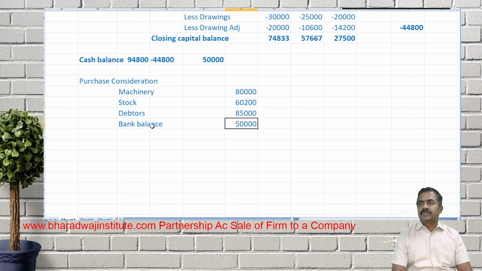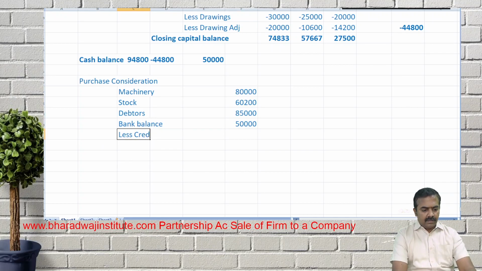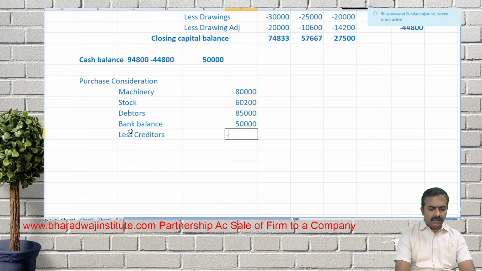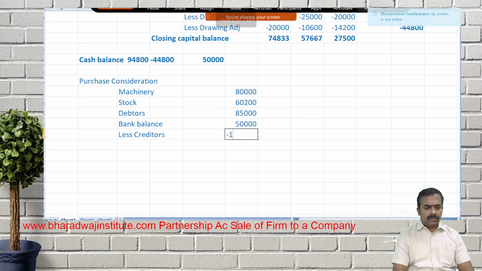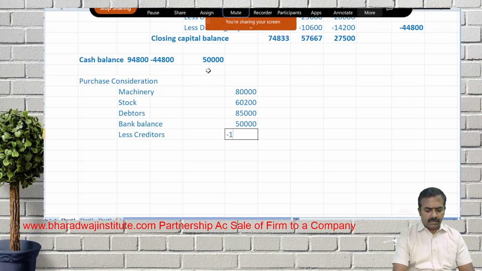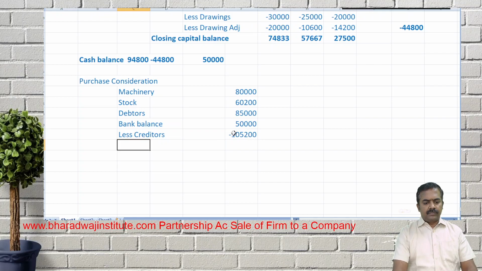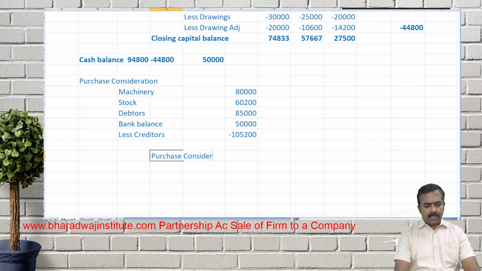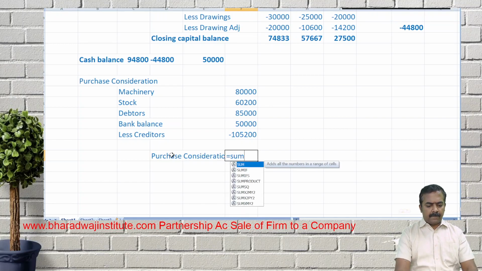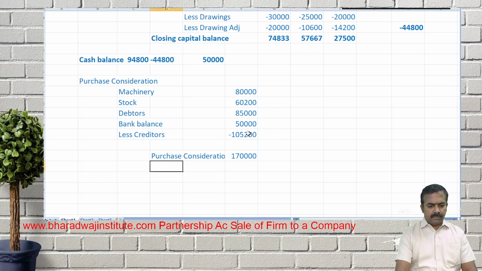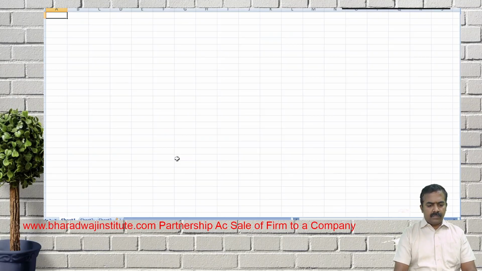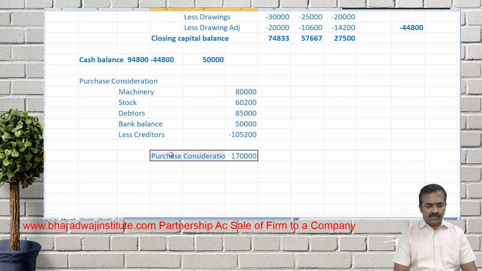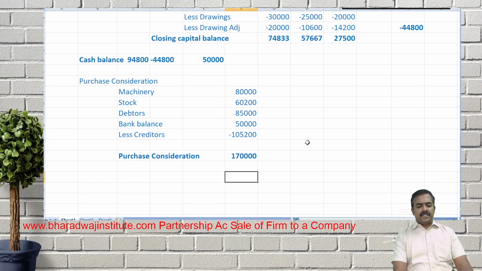Where are the assets? Any other assets? Less liabilities, what is there? Creditors. See how much creditors there are. So if you put them, you will get the purchase consideration. What is the purchase consideration? 1,70,000 is the purchase consideration.